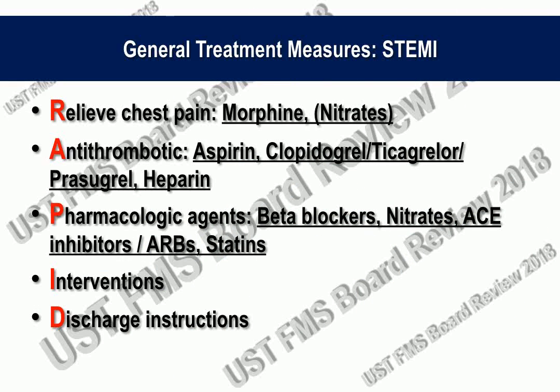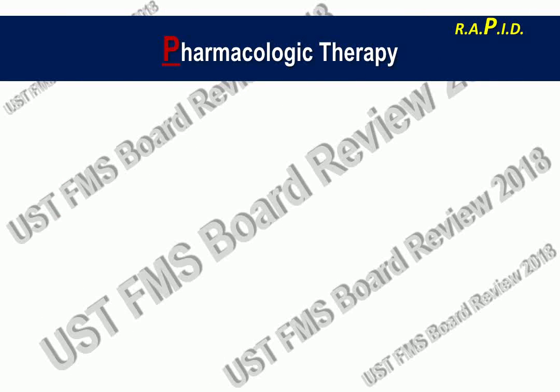So the general measures for STEMI are the following. You need to give morphine and nitrates to relieve the chest pain. Your antithrombotics would be the following: aspirin plus either clopidogrel, ticagrelor, or prasugrel, and most of these patients would require also heparin. Pharmacologic agents consist of the following: beta blockers, nitrates, ACE inhibitors or ARBs if you have contraindication to ACE inhibitors, and statins. Then you have interventions, and finally discharge instructions.